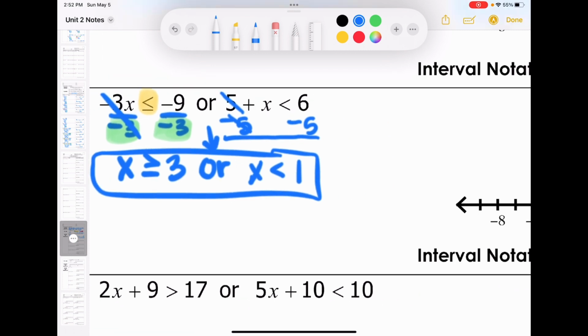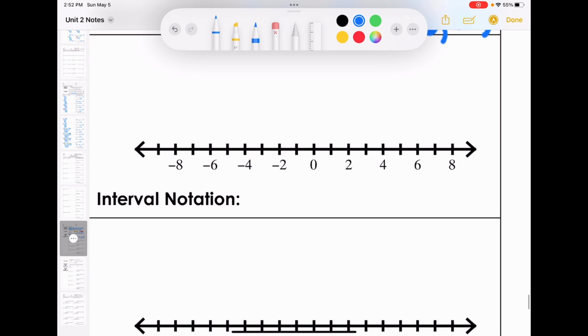All right, so let's graph these on our number line. Our first one, x is greater than or equal to 3. So I'm going to put a closed circle on 3 and shade to the right. Then my second one, x is less than 1. So I'm going to put an open circle on 1 and shade to the left.